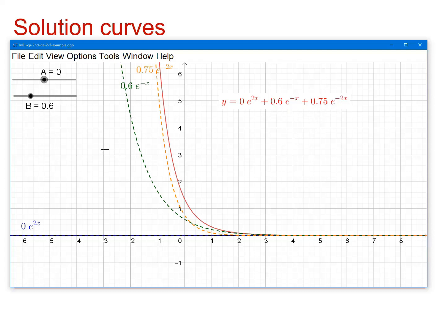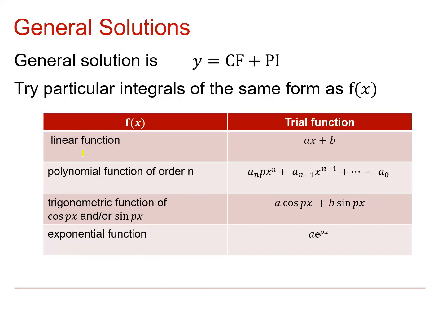So here's our collection building up for the types of trial function we would use for different functions on the right-hand side of our differential equation. For linear functions and polynomial functions, we've seen those already now, and we've seen trig functions, and now we can add exponential functions to our list where we use functions of the form a e to the px.